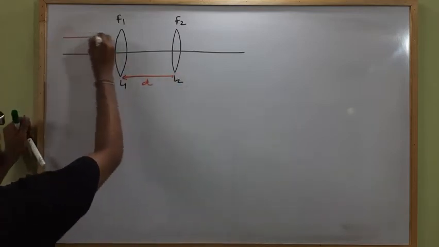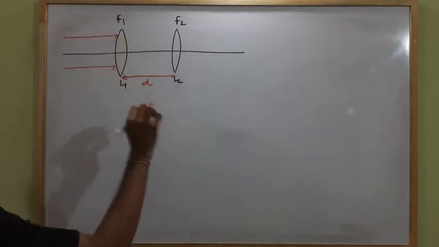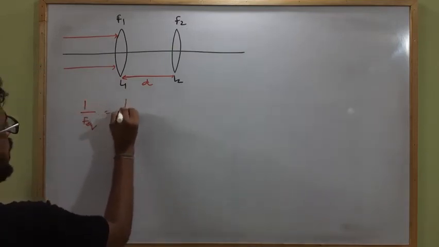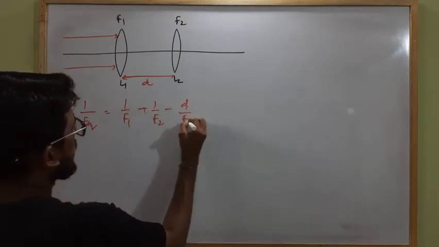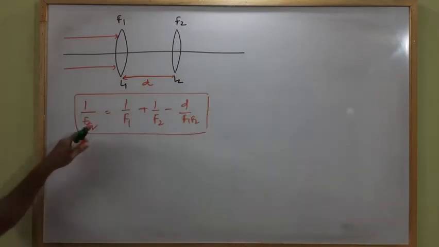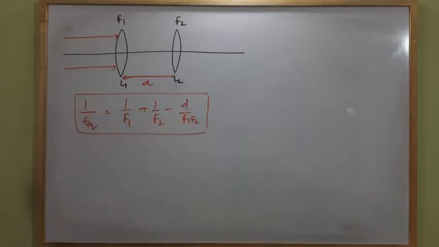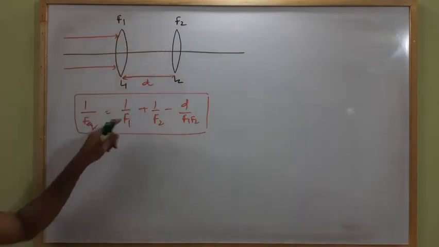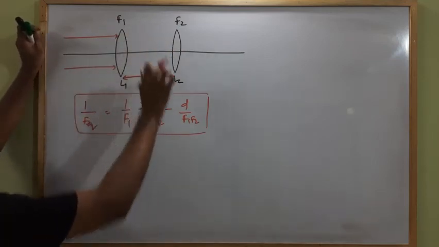Then if incident rays are coming parallel to the principal axis, that means the object is at infinity, for which the F equivalent equals 1 by f1 plus 1 by f2 minus d divided by f1 f2 will be the formula for F equivalent. Clear? So this is the expression for F equivalent, which is equal to 1 by f1 plus 1 by f2 minus d divided by f1 into f2. D is the separation between two lenses and f1, f2 are the individual focal lengths of each lens. Clear? So this is the equivalent focal length of the equivalent lens of these two combinations.